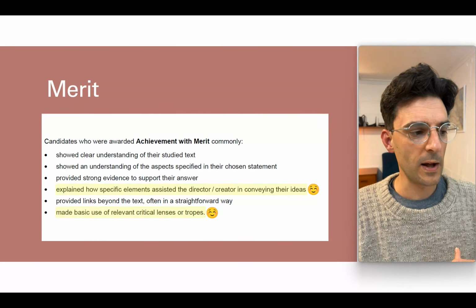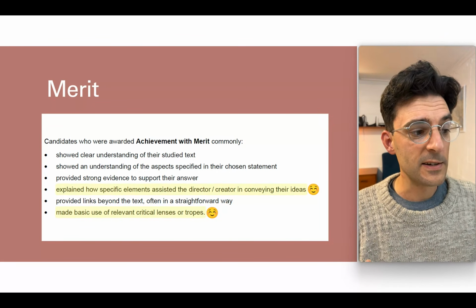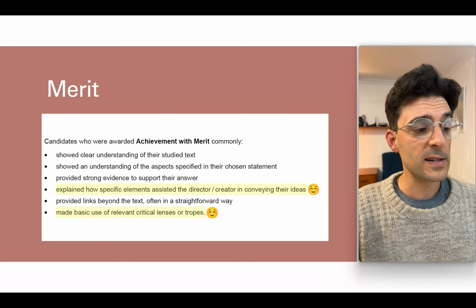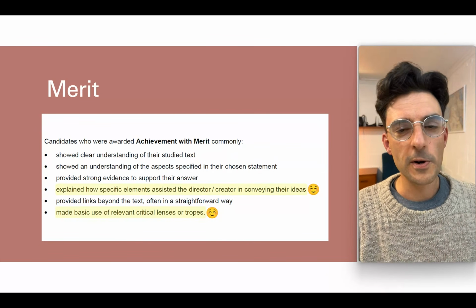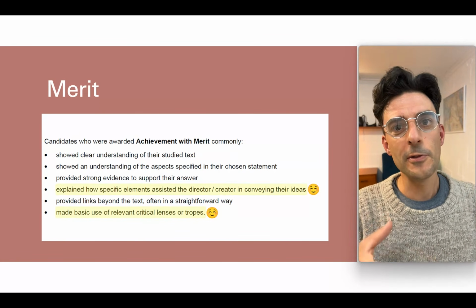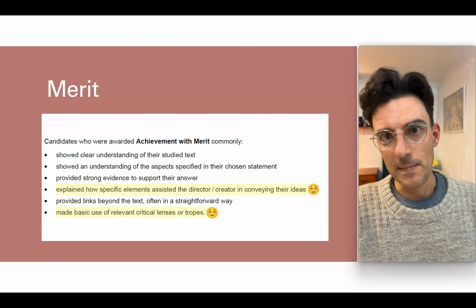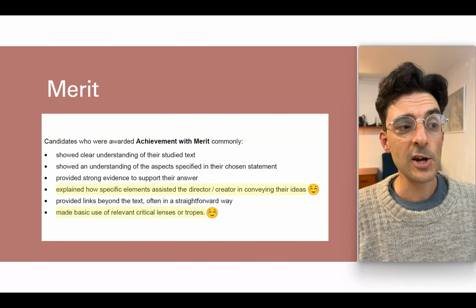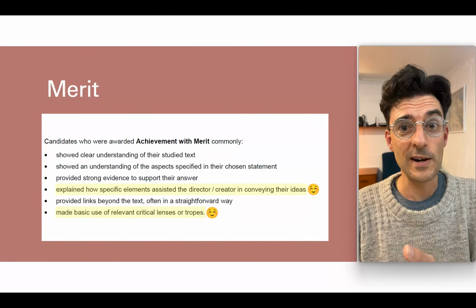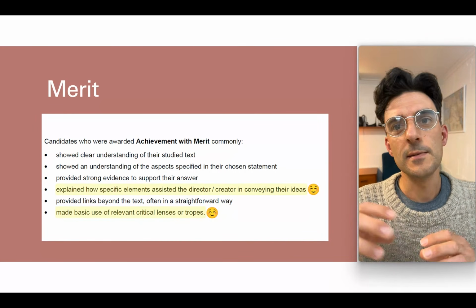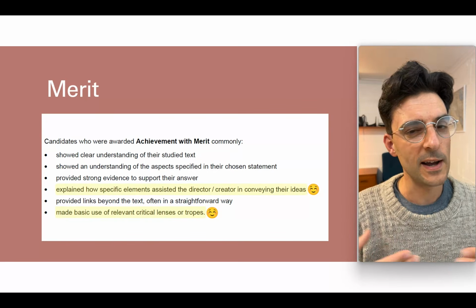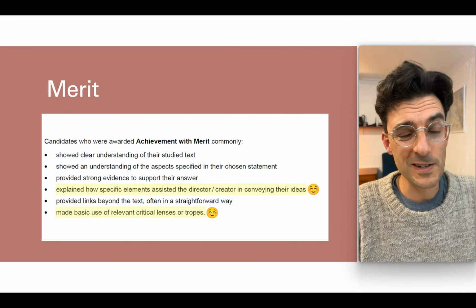Now, the fourth one down, which I've highlighted, is really important in my opinion for merit. Students explained how specific elements assisted the director/creator in conveying their ideas. What does this mean most simply? I think it means that you've discussed film techniques and you've explained how the director has used those to get their message across. Okay, that's how I take that. Film techniques, the effect they've had, how that relates to what the director is trying to say, in other words, the author's purpose, and some of the deeper messages or ideas in the text. So, yeah, that's the really important one for me at Merit. It kind of comes down to author's purpose, which it often does.